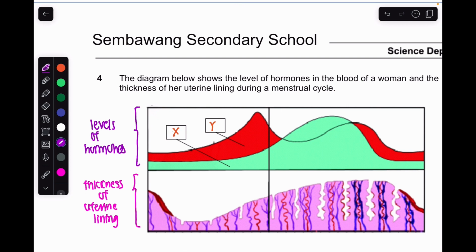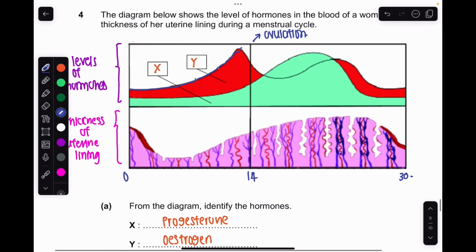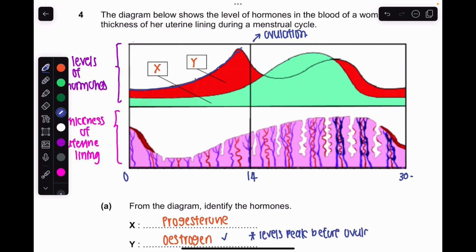If you look at what's going on here, you would see that levels of Y peaked right before the midpoint. We usually indicate the midpoint as day 14, right? At day 14, we know that there is ovulation. So the hormone that peaks right before ovulation is estrogen. This is how I know it's estrogen. Okay, so make a note for yourself: estrogen levels peak just right before ovulation, whereas progesterone will peak after ovulation.